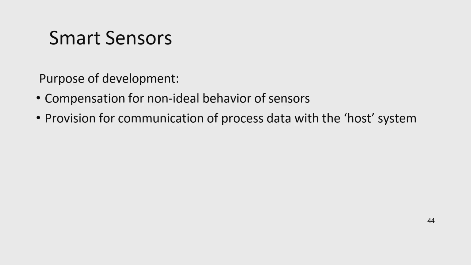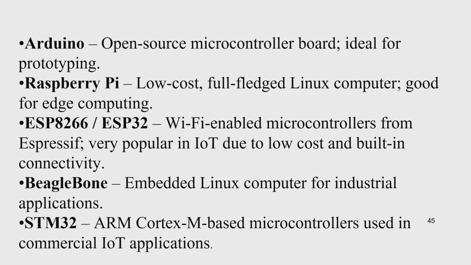Then smart sensors. Nowadays we talk about smart sensors. They compensate for non-ideal behavior of sensors. No longer does the sensor behavior have to be linear only. Even if it is non-linear, it can be processed, and it also generally has provision for communication of processed data with the host system. So there are many such things in sensors and transducers. New developments are taking place.